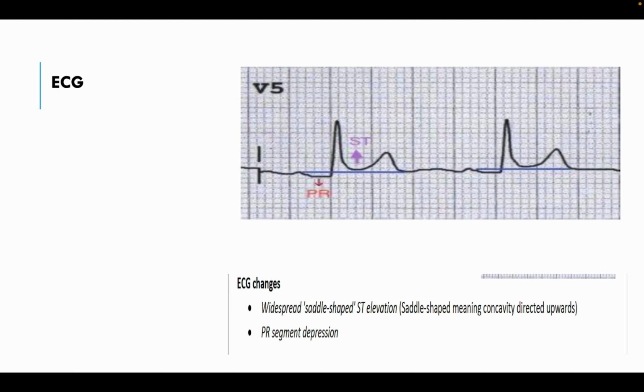Now, another important thing is the ECG feature of pericarditis, or we can say what kind of tests we are going to do in pericarditis. In pericarditis, we can do routine bloods and ECG. In the ECG, we are going to find PR segment depression along with widespread saddle-shaped ST elevation. You can see a small picture of the ECG there. So the ECG can look like this: there is PR segment depression and saddle-shaped ST elevation.